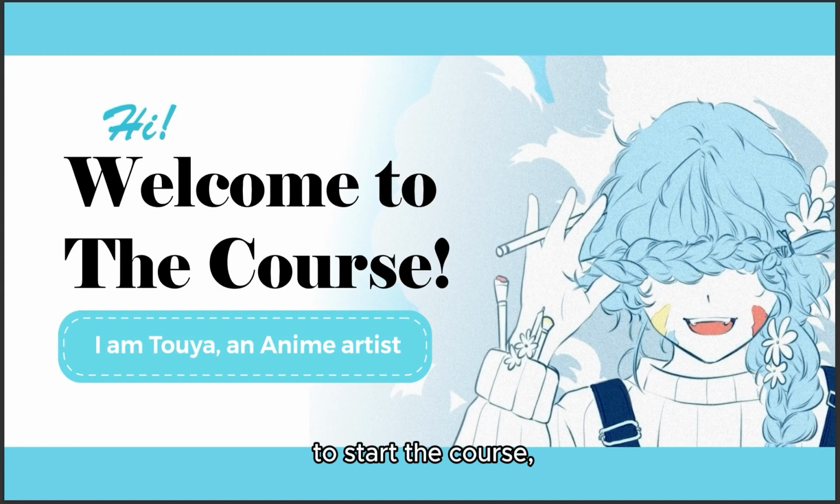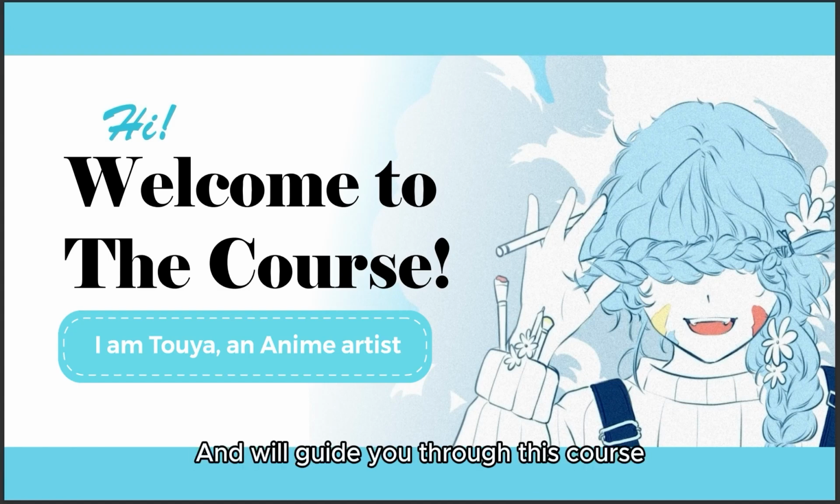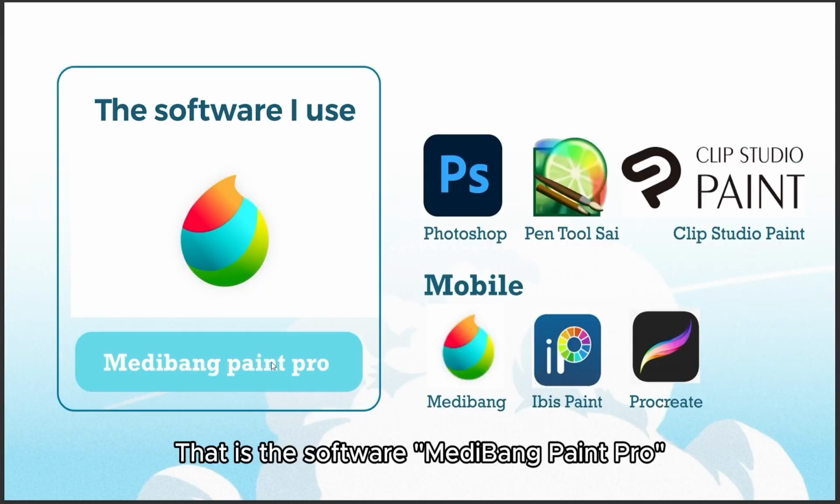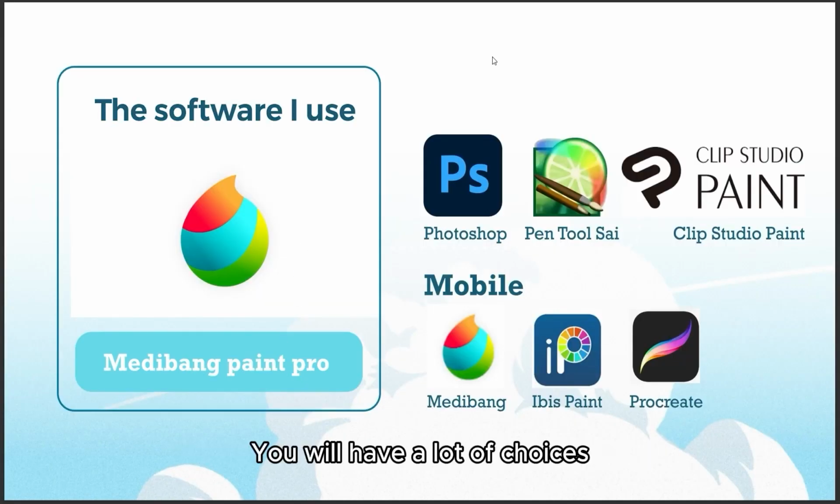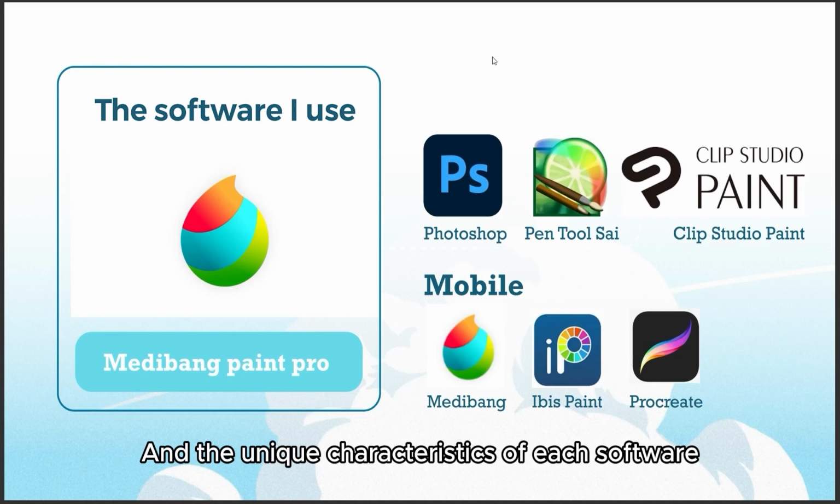To start the course, I will introduce the software we will use and will guide you through this course. That is the software Tidjj Paint Pro for digital painting. You will have a lot of choices, not just Tidjj Paint Pro. You can also use Photoshop, Pen Tool, or Clip Studio Paint. That depends on your needs and the unique characteristics of each software.